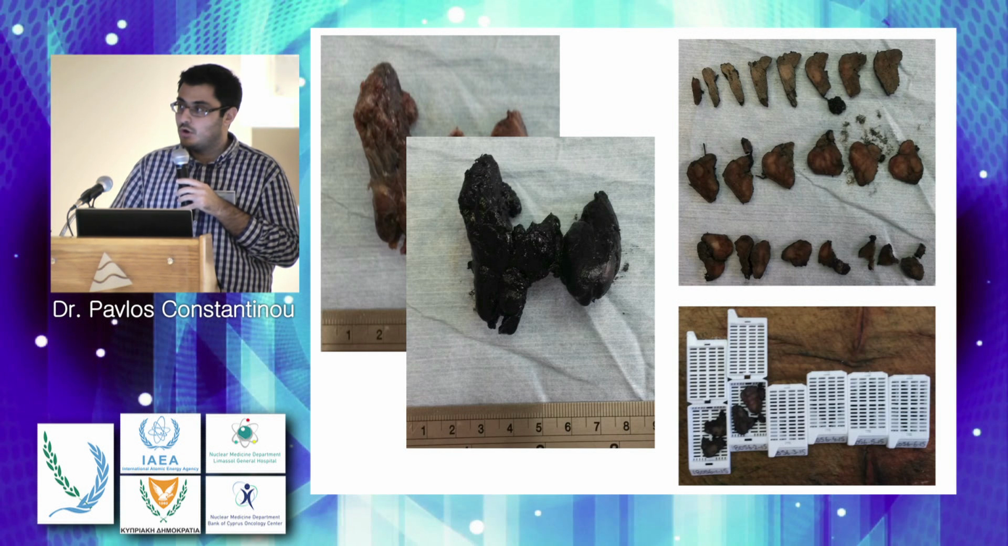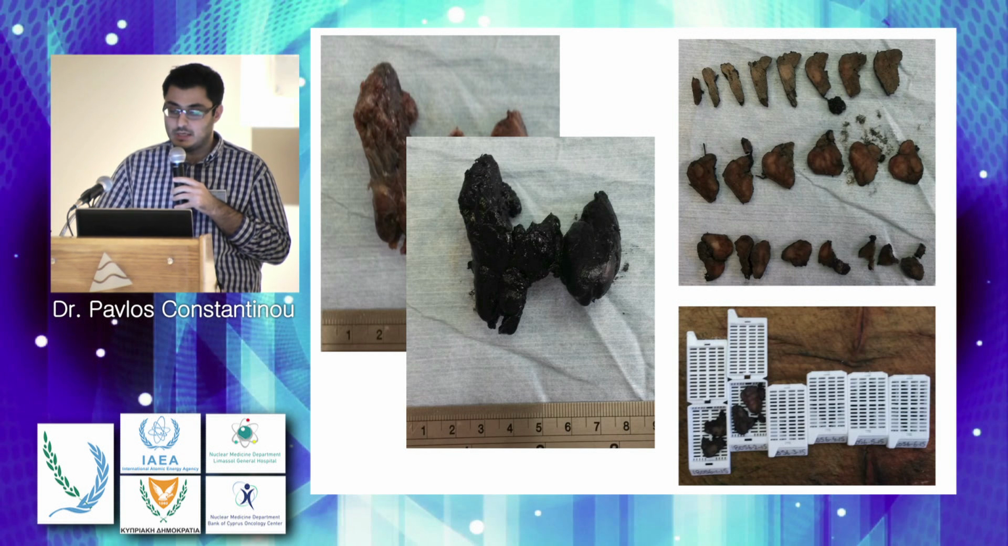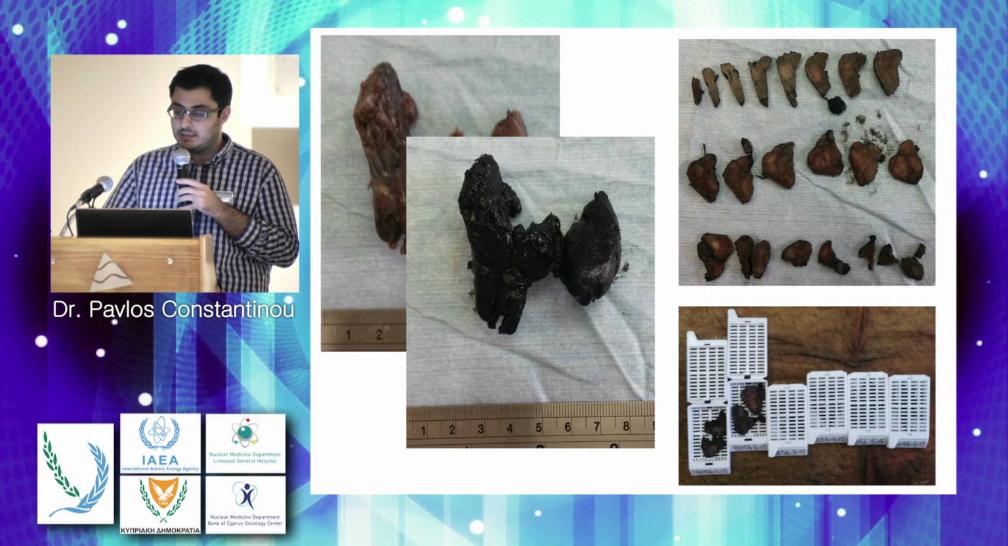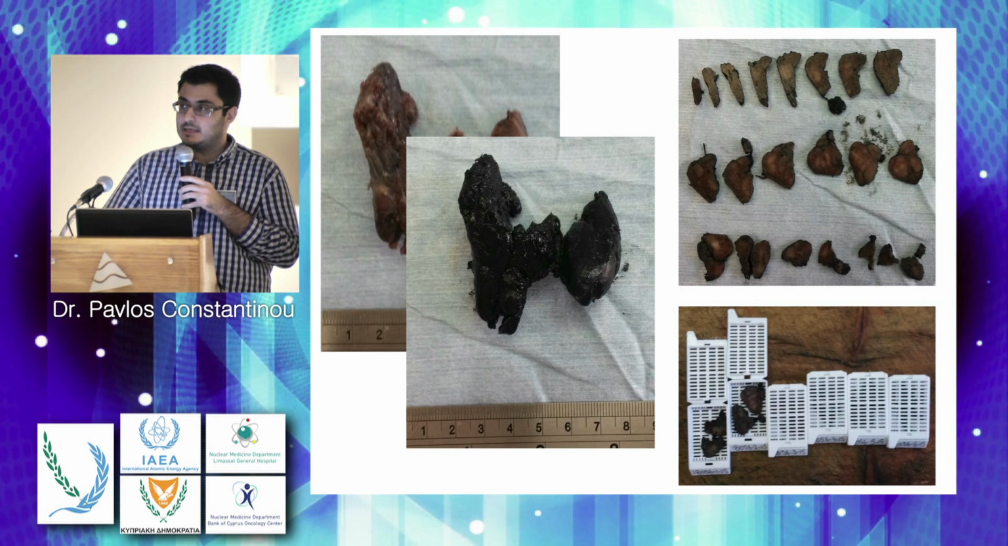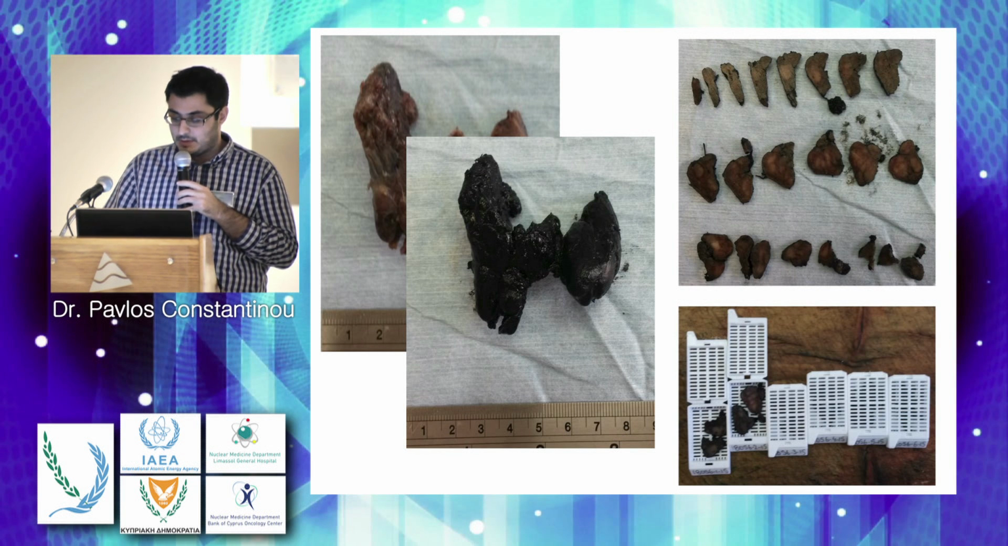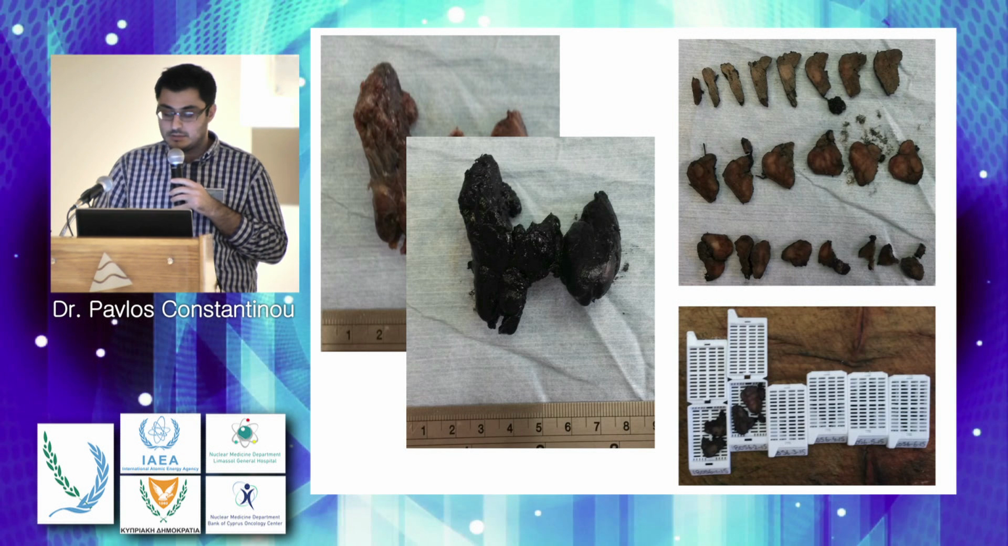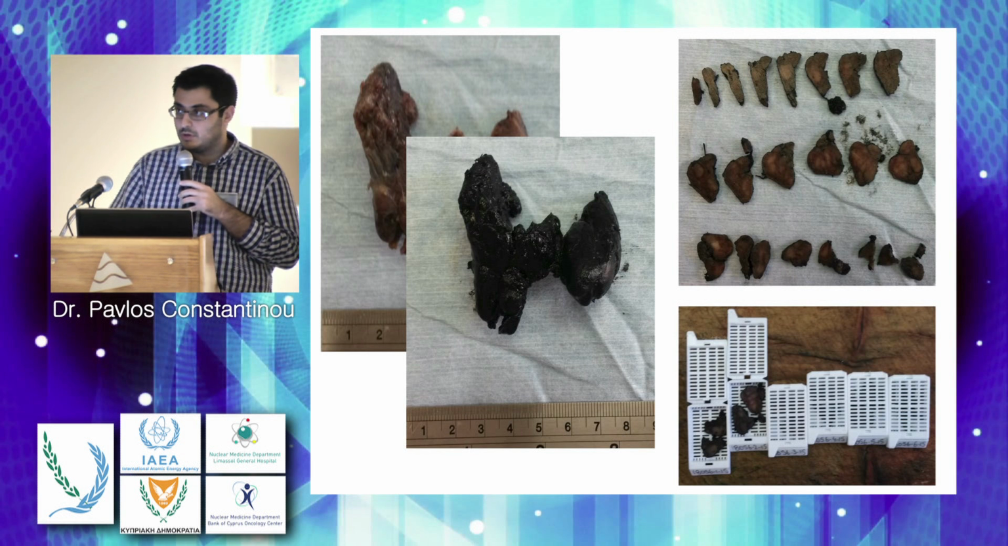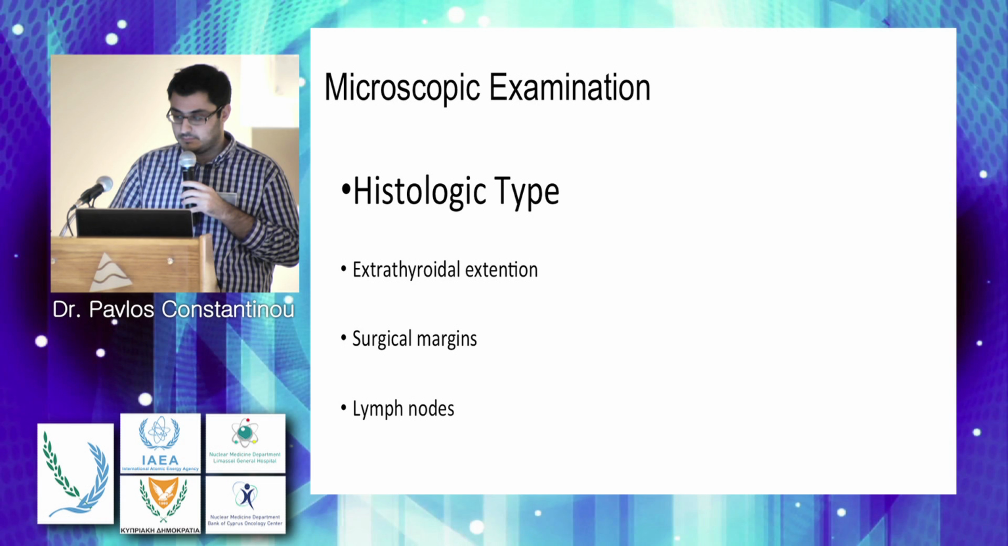Then we cut each lobe into very thin parallel sections, and we try to identify any suspicious lesion. This white lesion here is suspicious to be malignant and should be submitted for further microscopic examination into these cassettes.